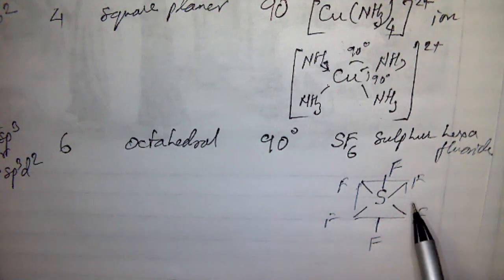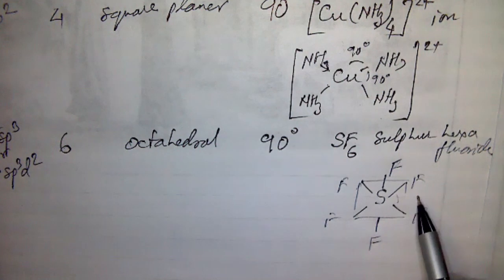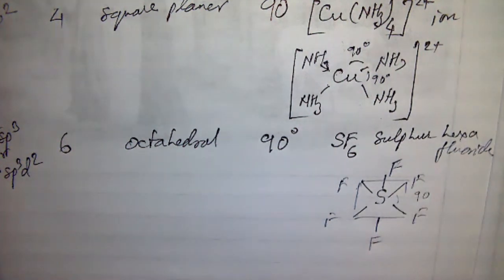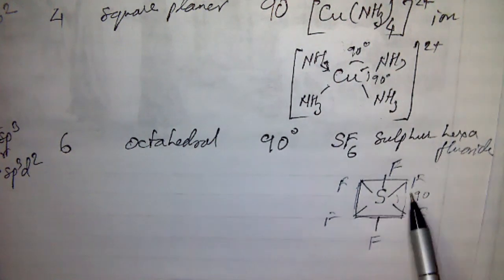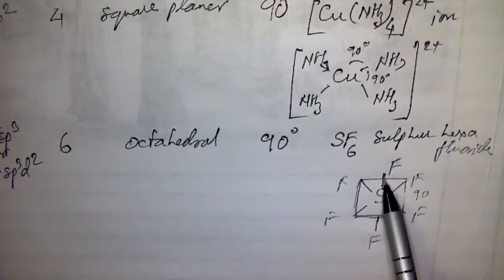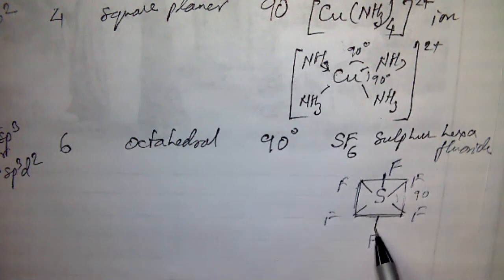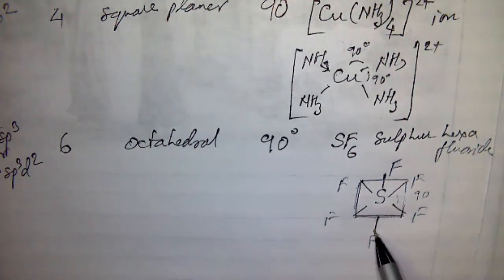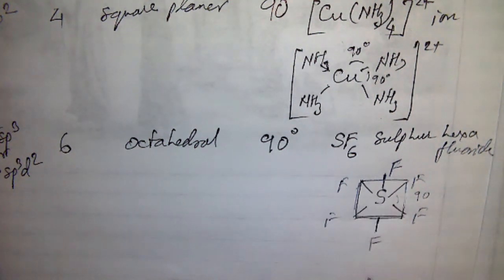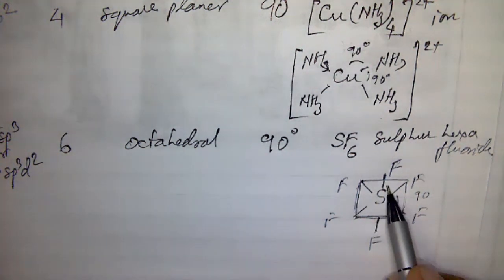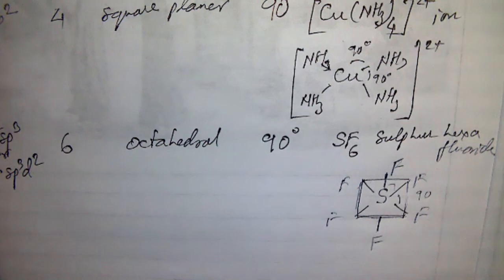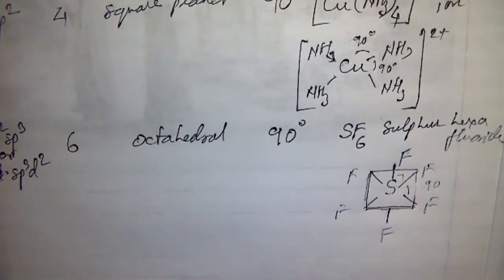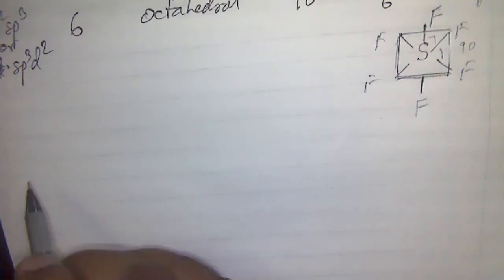You can see here each angle is how much? 90 degree. Each angle is 90. The only difference is this is one plane, just like your book. Suppose this is your flat book, and this one is above your book, and this is going perpendicular below your book. So whichever angle I take, all these angles are 90 degree each. So this is your octahedral structure. Understood?